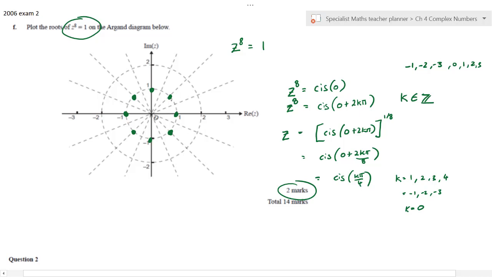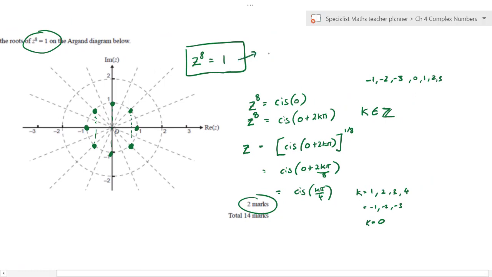And look at this. What do you notice about these 2 points? They are the what of each other? They are the conjugate. And the reason why they are the conjugate is due to the conjugate root theorem, which isn't necessarily obvious all the time. But as you can see over here, the coefficients are real. So if the coefficients are real, therefore, they're going to come in conjugate pairs, which you can see here.